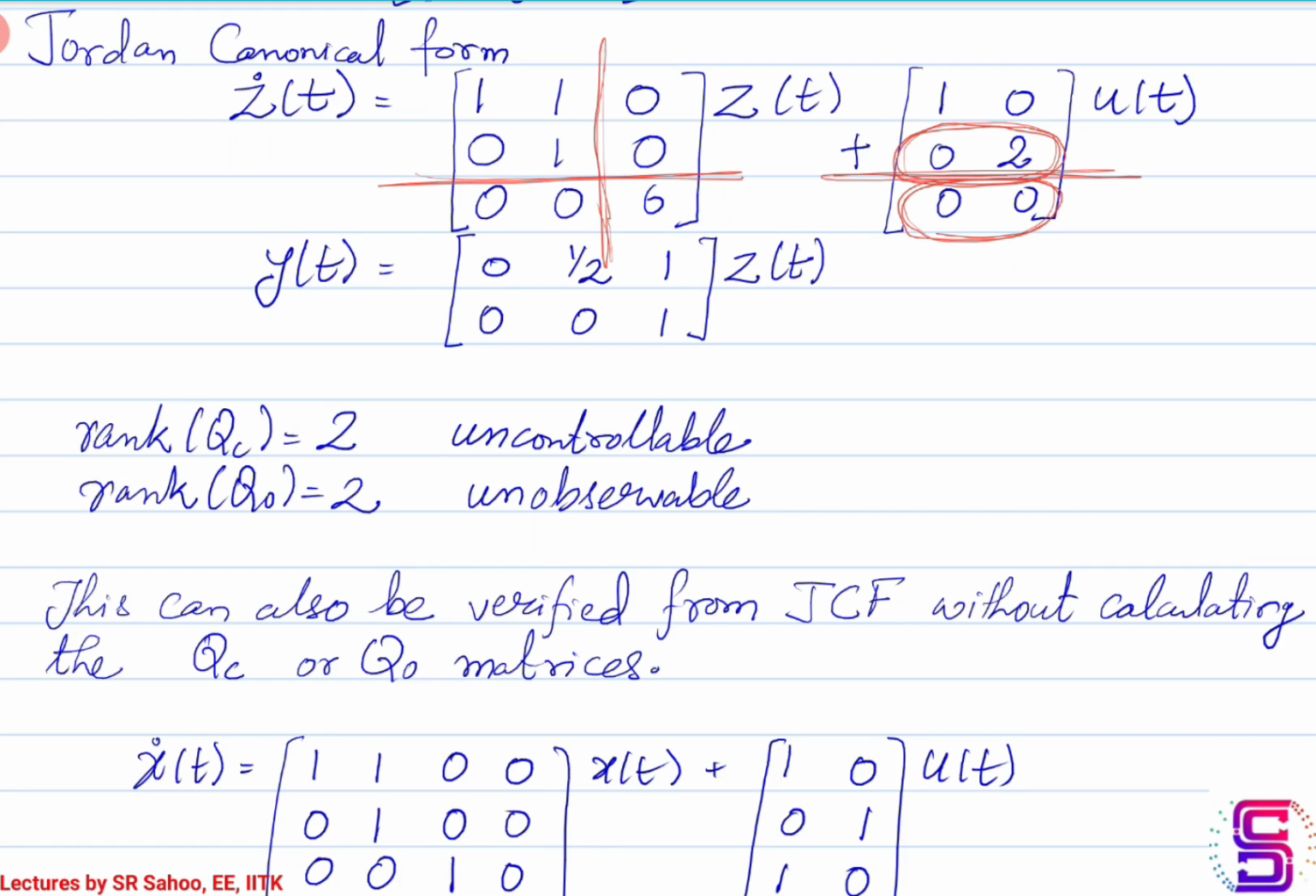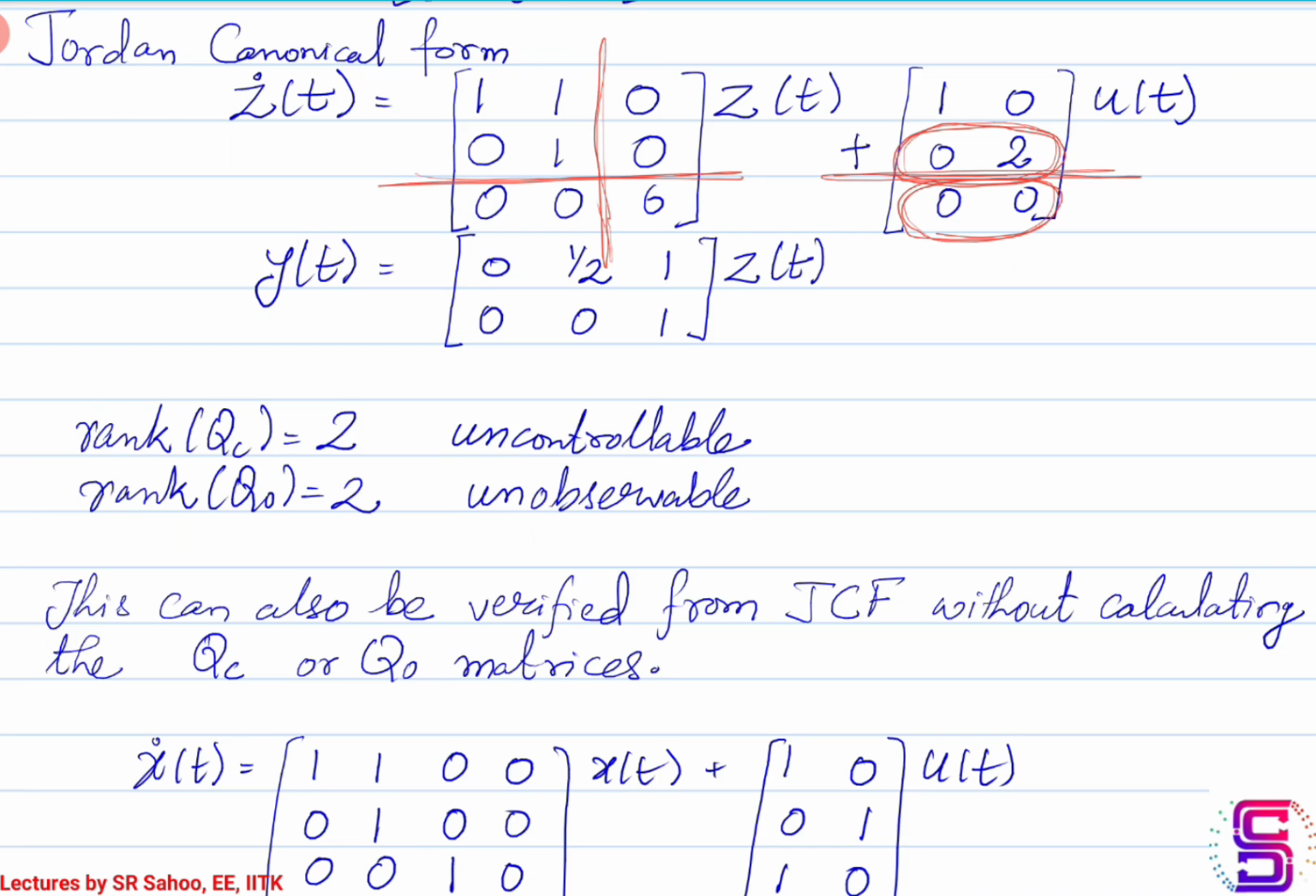The last row corresponding to the Jordan block of eigenvalue 1 is a non-zero vector. It is 0, 2, which is a non-zero vector. And similarly, the row corresponding to the Jordan block of eigenvalue 6 is actually a zero vector. So this indicates that the system is uncontrollable.